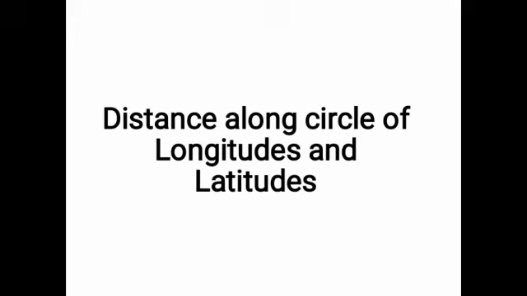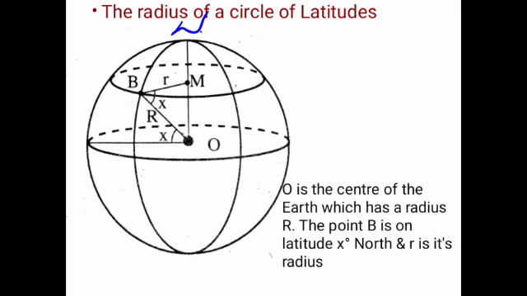Before we get into calculating the distances along the circles of latitudes and longitudes, we have first of all to do some few basic steps that will help us understand more about distance along circles of longitudes and latitudes. So let's look at the next step. Here we have to calculate the radius of a circle. Here we are looking at the circles of latitudes.